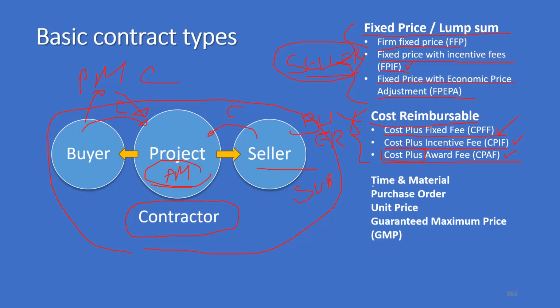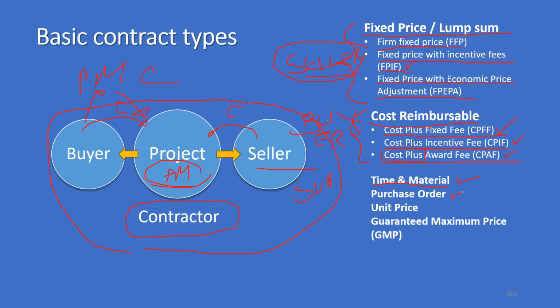Then we have time and material contracts. In contracts where the scope is not very clear, we go with time and material. Based on the time you spend and the material you spend, the buyer will reimburse you. That is a time and material contract. In time and material contracts, the contractor will not make a loss because it is reimbursed by the buyer.